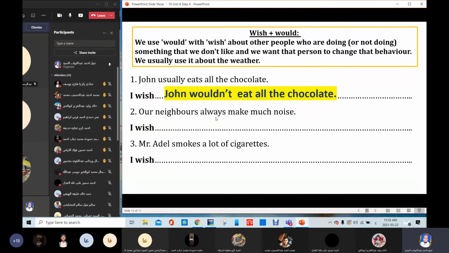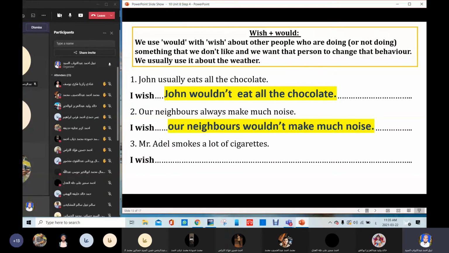Our neighbors always make much noise. Who can answer? I wish our neighbors wouldn't make much noise. Excellent, Ahmed Hussein. Very good. Thank you so much. I wish our neighbors wouldn't make much noise.